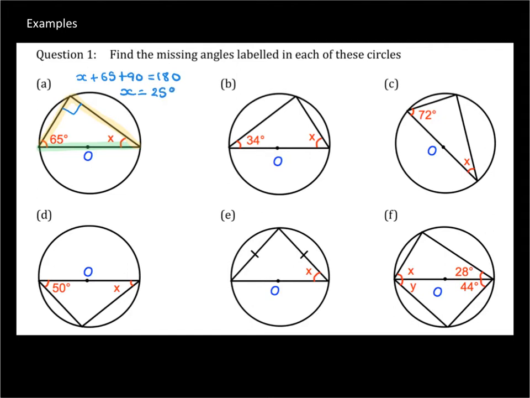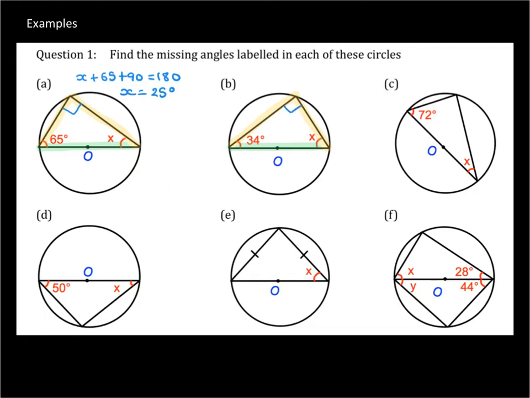Let's look at the second example. This time, can you identify the diameter? Can you identify the triangle in the semicircle? Can you identify the angle that is 90 degrees? So here's the diameter. Here's a chord, and here is the right angle.